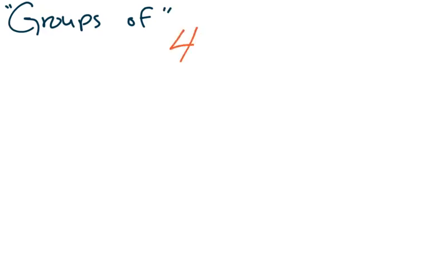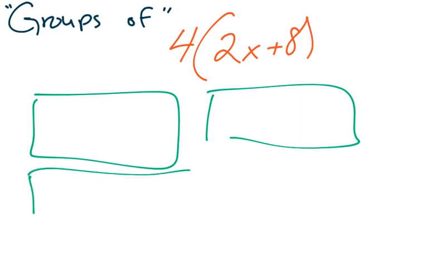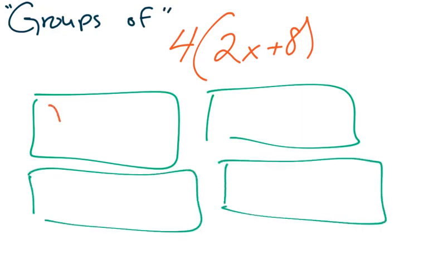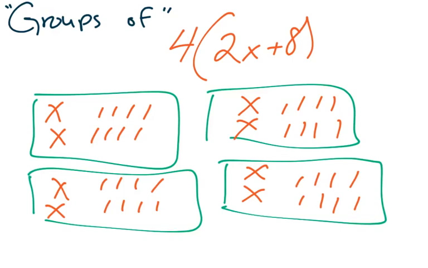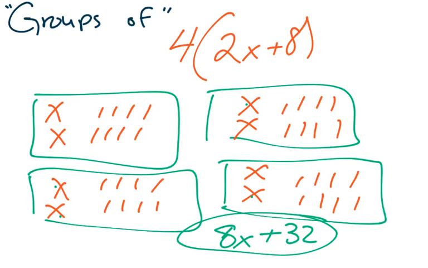Now, another strategy we can think about is going way back to the very first lesson of math in 6th grade and thinking about groups of. If I have 4 groups of 2x plus 8, then I'm going to have 1 group, 2 groups, 3 groups, 4 groups, and in each group I'm going to have 2 x's and 8 1's. The total number of x's, if I counted them all up, would be 1, 2, 3, 4, 5, 6, 7, 8 x's and 32 1's, and they are all positive. So there's another way I could solve that distributive property expression.